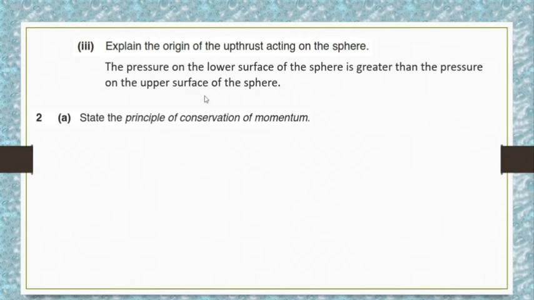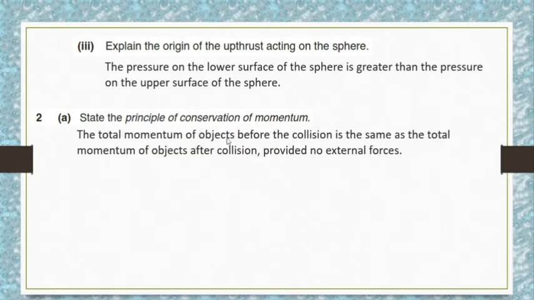Number 2, state the principle of conservation of momentum. The principle of conservation of momentum is that the total momentum of objects before the collision is the same as the total momentum of objects after collision. You have to state this provided no external forces, or you can say in a closed system, or you can say in an isolated system.